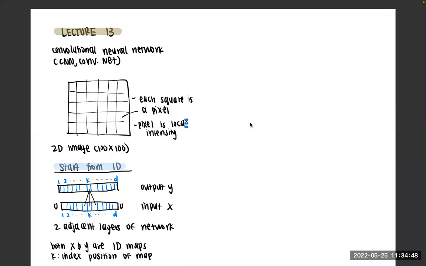Okay, so I'm going to record lecture 13 on convolutional neural network, abbreviated as CNN or ConvNet. The CNN was originally created to analyze image data, where we have a two-dimensional map where each square is a pixel and the value of this pixel indicates the intensity.